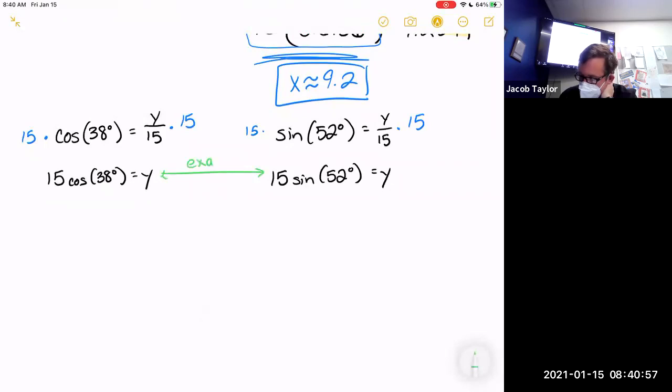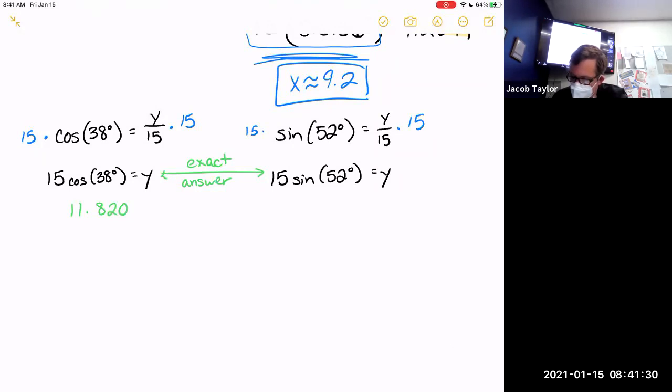If I wanted an approximate answer, I could type either one of these in, and let's have Peyton and Rosie do 15 cosine 38, and Harley and Emily do 15 sine 52. And I know there are more of you in Zoom, but those are just the ones that I can see right now, so that's why I'm assigning them. Peyton and Rosie, 15 cosine 38. Okay, what'd you get? I got 11.820.